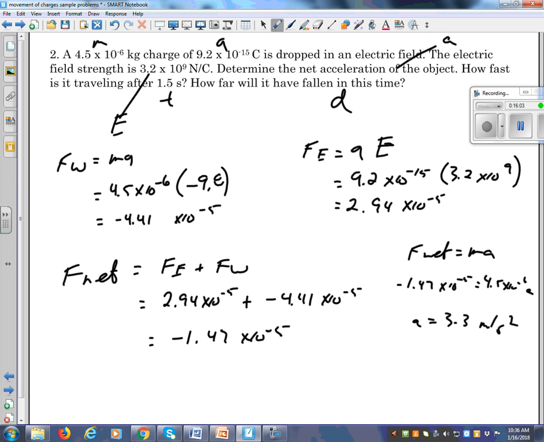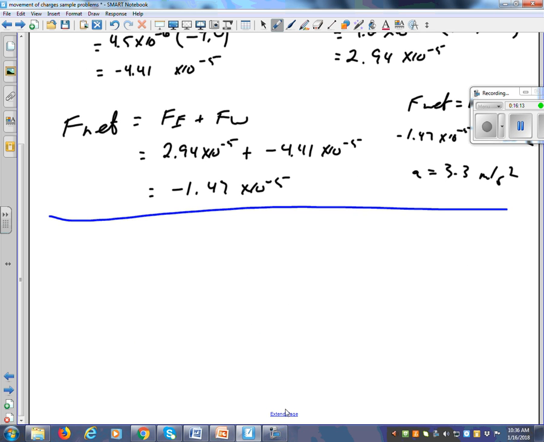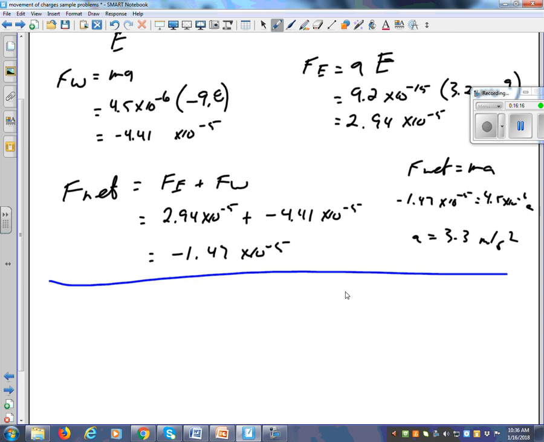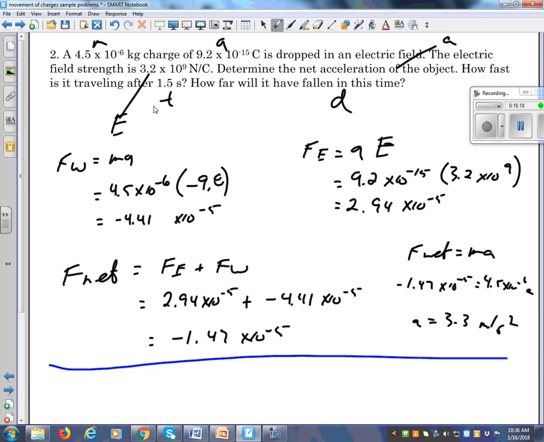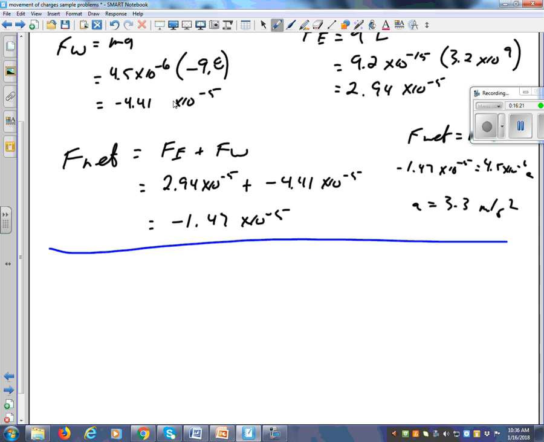But it also asks how fast is it traveling after 1.5 seconds and how far will it have fallen in that time. Now we're into a review of gravitational fields. That's our acceleration. How fast is it traveling after 1.5 seconds? So now we're going to have to pull out our old friend a equals delta v over delta t. Good little review here prior to the exam. The acceleration should be negative. Minus 3.3 is equal to delta v over our time, which was 1.5.